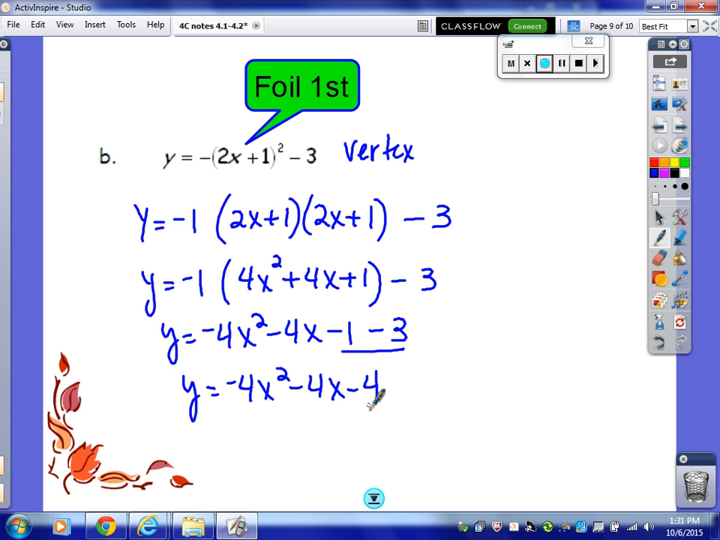Now this is in standard form. Do not do anything with this. Don't divide. You're not solving it. You're just putting it in standard form, a different form. You can't divide through and get rid of -4 because it's not set equal to 0. It's set equal to y.